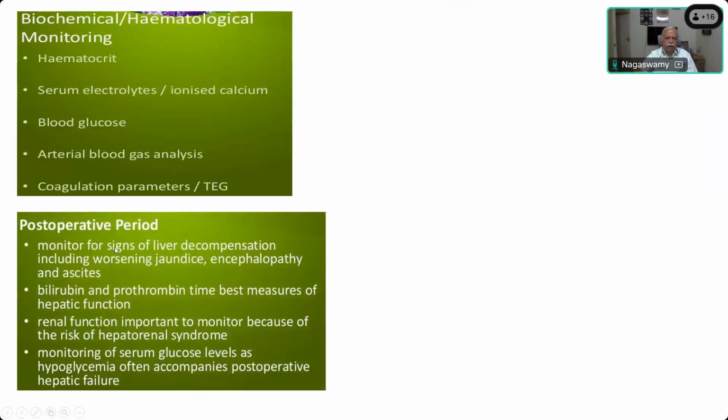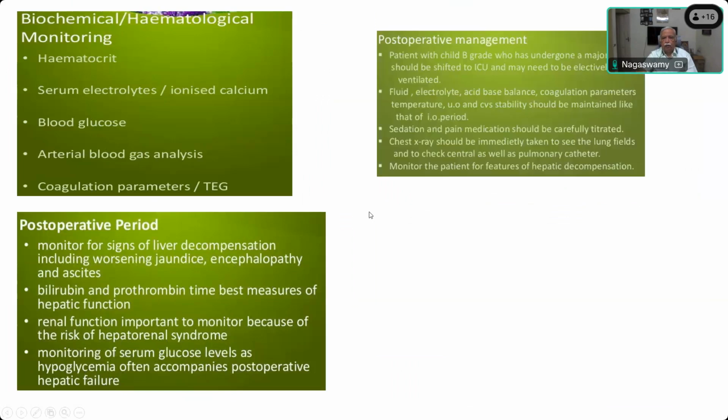In the postoperative period, monitor for signs of liver decompensation, including worsening jaundice and encephalopathy. Bilirubin and prothrombin time are to be measured. Renal function also, because even in the postoperative period you can get hepatorenal syndrome and renal shutdown. And they can frequently go into hypoglycemia, so serum glucose is very important, as hypoglycemia is often an important complication.